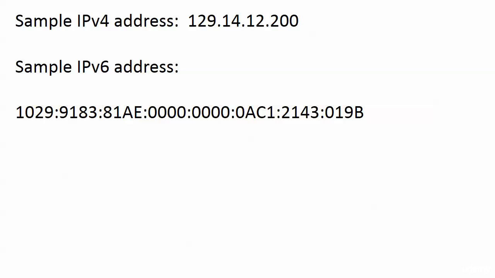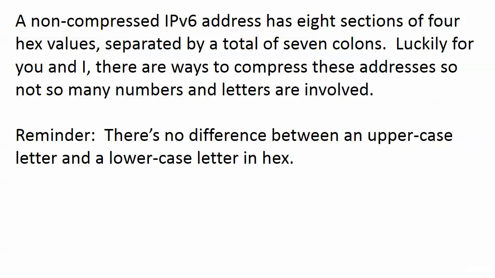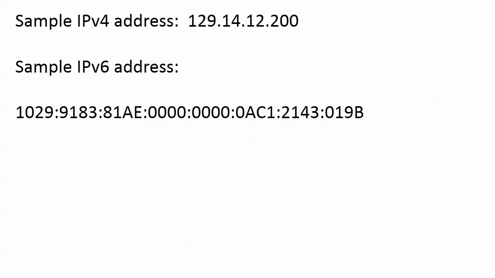If you want to call them octets or something else, that's fine. But I just refer to them as blocks, and I'll try to do so through all of these videos. Keep it consistent. Now, a non-compressed version 6 address has 8 sections of 4 values. And this is an uncompressed IP version 6 address.